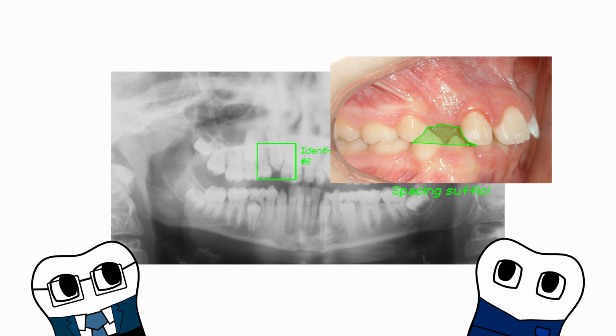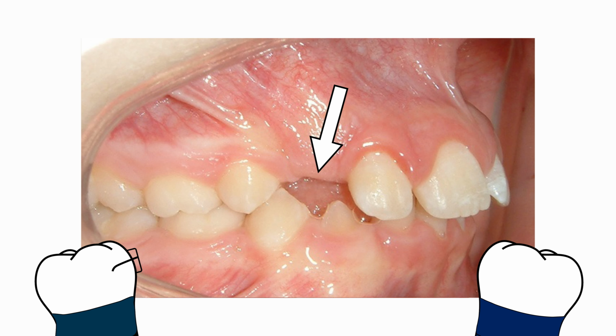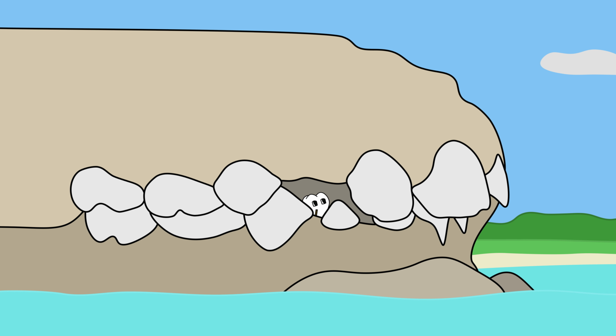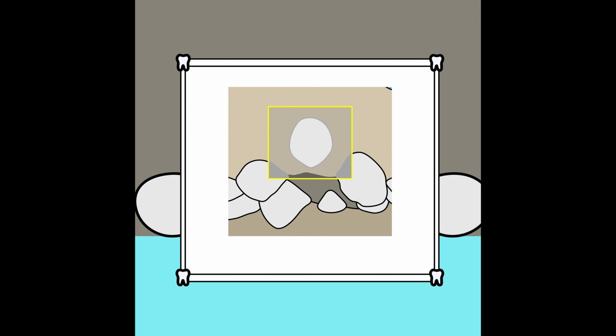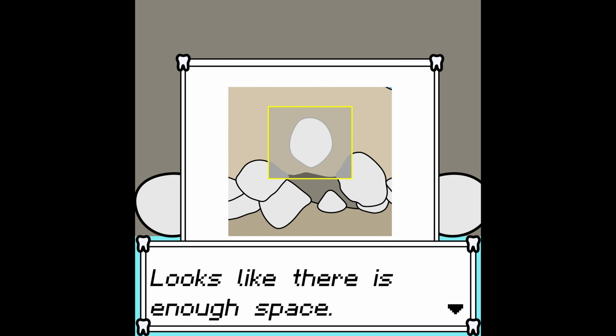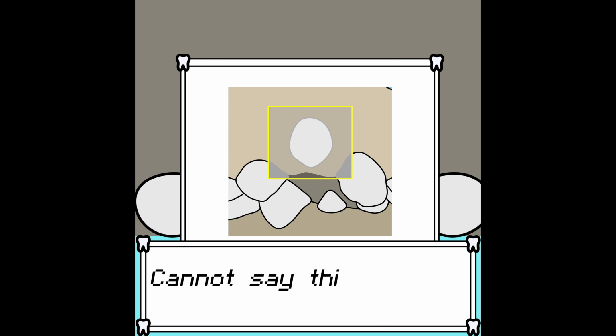Is there enough space for number 6 to erupt? I think there's adequate space here. So here there is adequate space. So it's not like the previous examples. It's not impacted canine due to lack of space. There's plenty of space. So we cannot say that there's severe crowding in this patient.